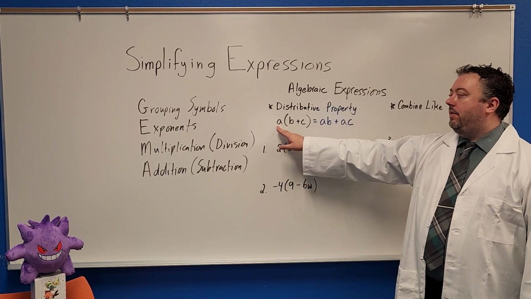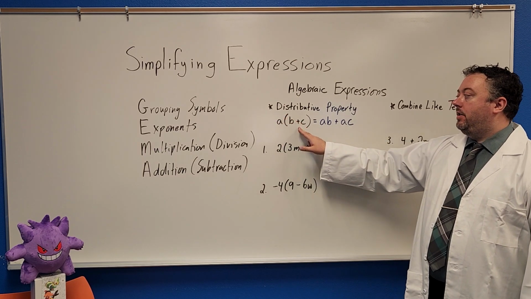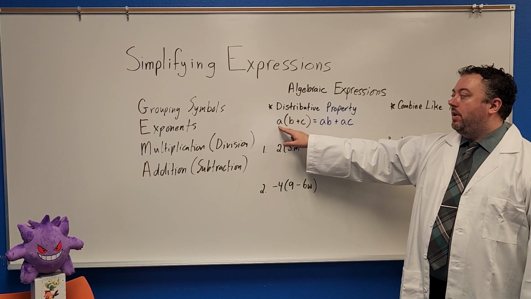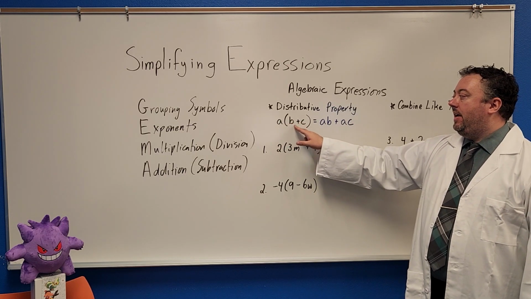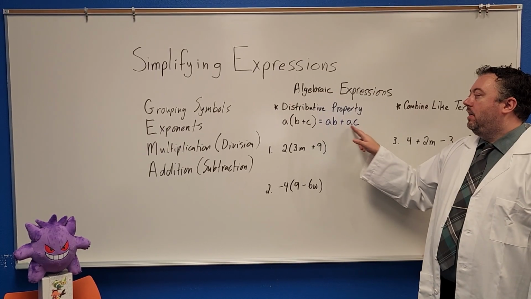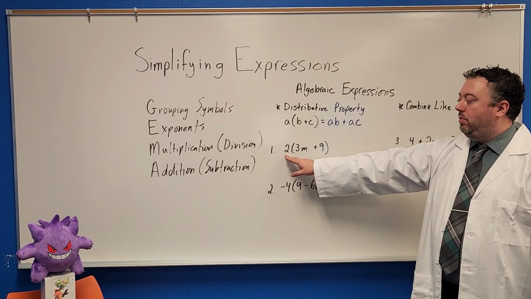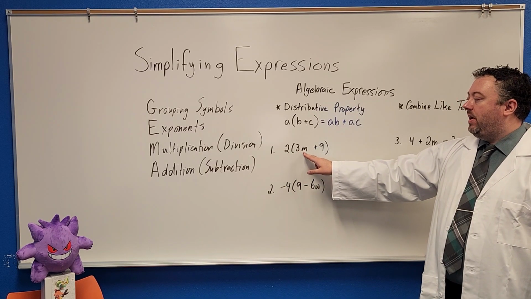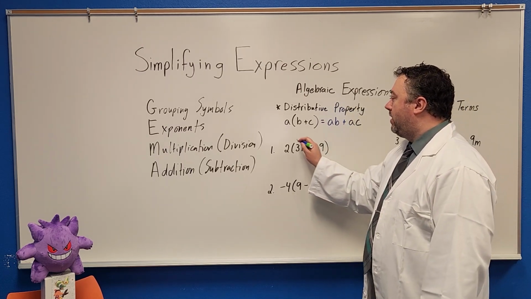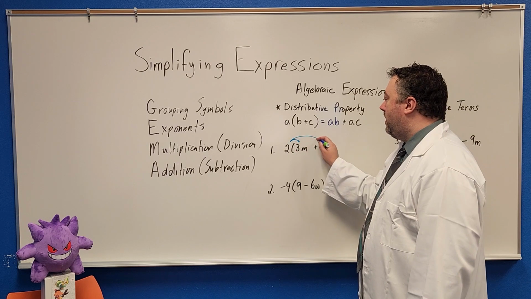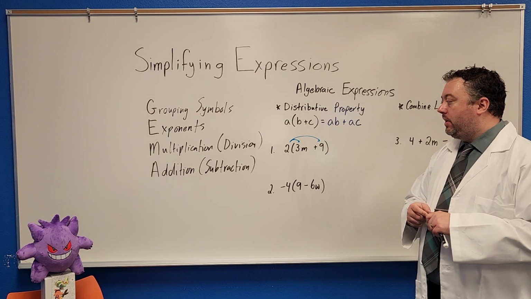It's where if you have a number or variable multiplied to an expression, you can take that number or variable and multiply it to each of the items inside those parentheses. So here with question 1, we have a 2 being multiplied to the expression 3m plus 9. So in order to do this multiplication and simplify this expression, we need to multiply the 2 to both items or both parts of the expression.